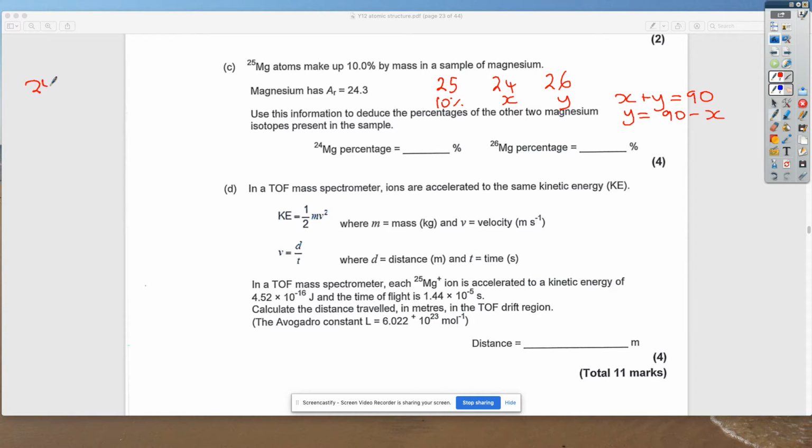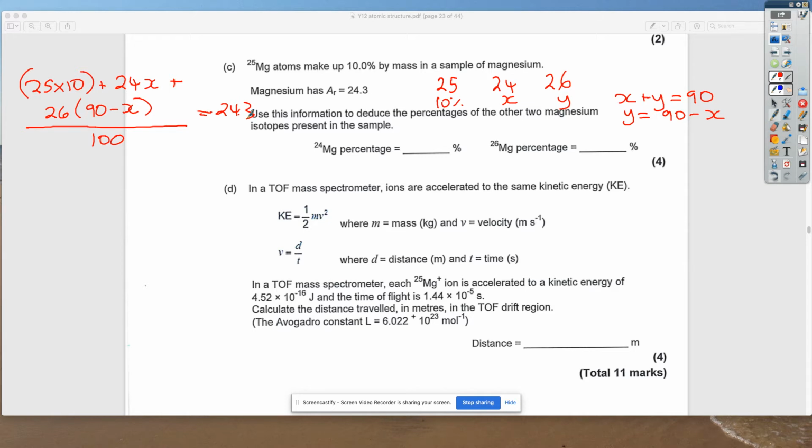So we'd have 24 times 10 plus, I'm going to have just done that wrong, 25 times 10 I should have written. Let's make that right. So 25 times 10 plus 24x plus 26 times (90 minus x), divided by 100, is going to equal 24.3. Is everybody okay with that?